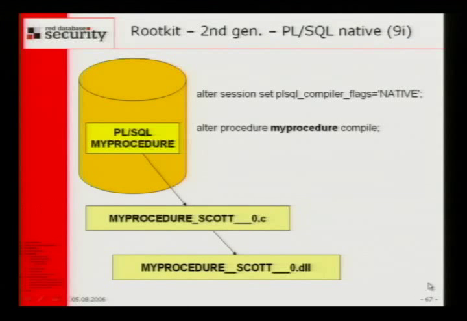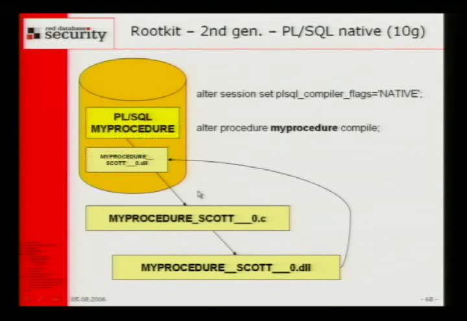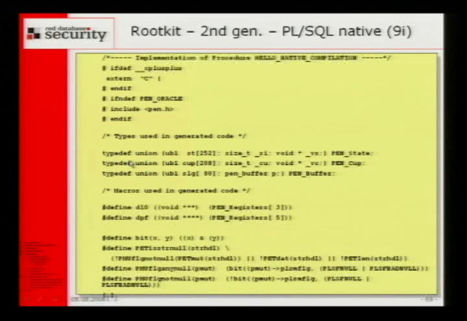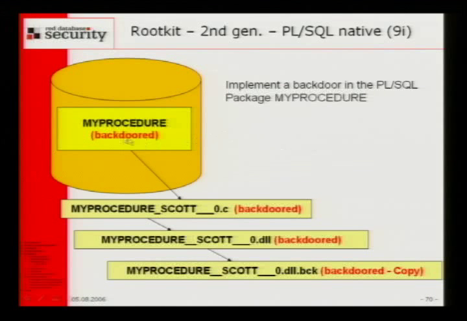To switch into PL/SQL native mode, you can say alter session set plsql_compiler_flags equal native, and then alter procedure my_procedure compile. In this case, Oracle generates the C file, compiles the C file, and the result is a DLL. In 10g, this DLL is loaded into a CLOB in the database. This is a part of the generated C file. Now we implement a backdoor in our procedure, and Oracle generates a C file, then compiles it, and now we have a DLL with a backdoor.